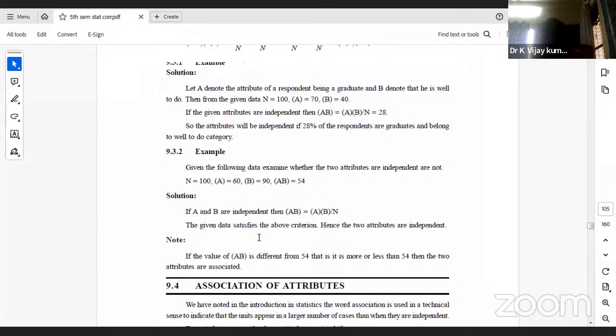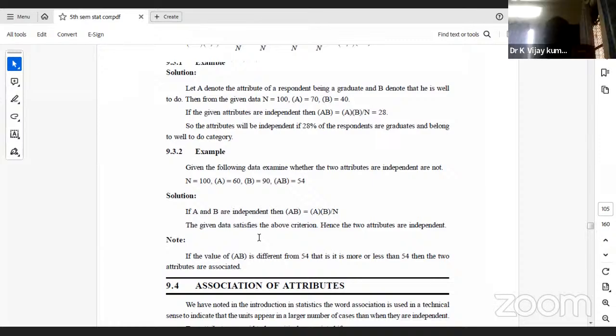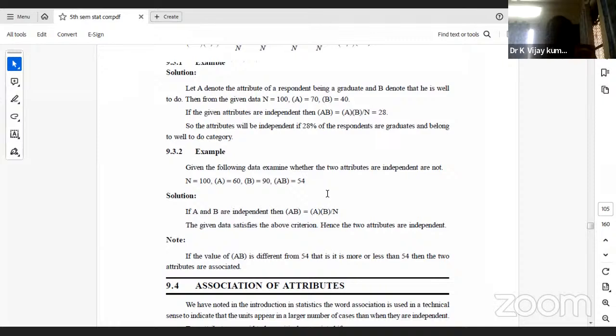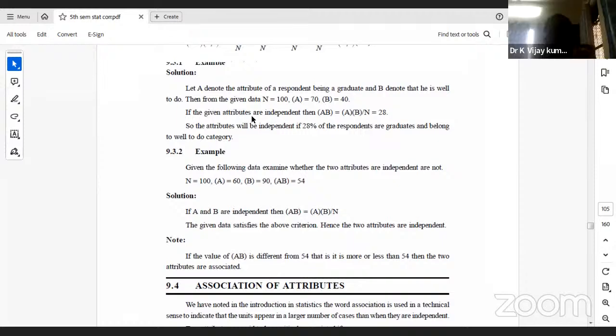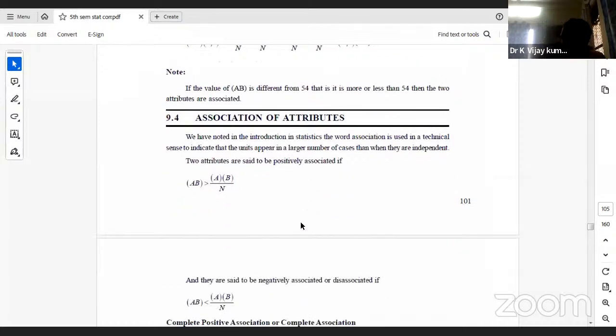How is it satisfied? Tell me. AB, how much? A into B? 54. AB is 54. 5400 by 100, 54. So automatically the value is satisfied: 54 is equal to 54. So in the exam, you have to compute the value, and if the given AB value is the same, then the attributes are independent; you have to tell.